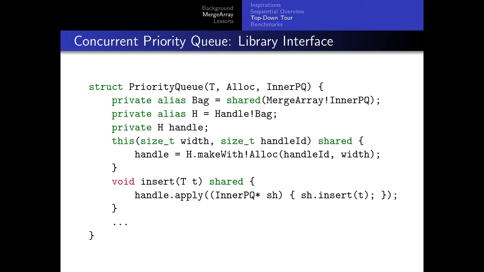And to do an insert, all you need to do is, the handle, which is your pointer to the node, just do dot apply, and you pass in a delegate that takes a pointer to your inner priority queue, and you just do the insert, and that's it. And it handles everything else on the inside.